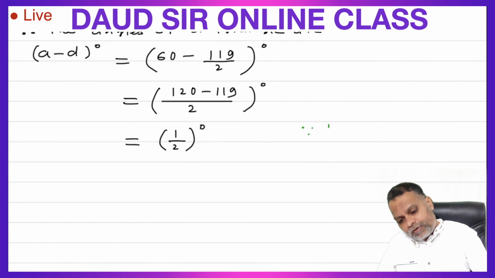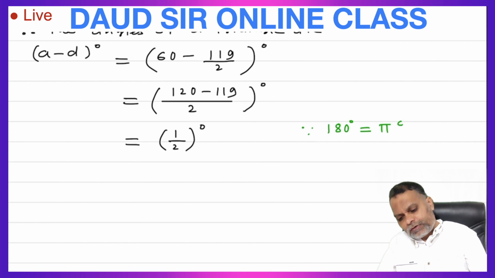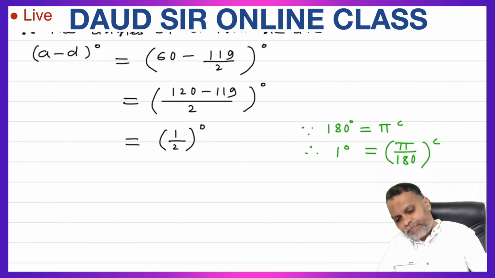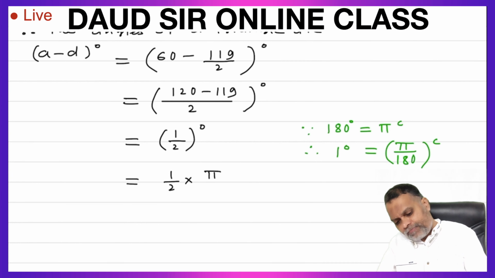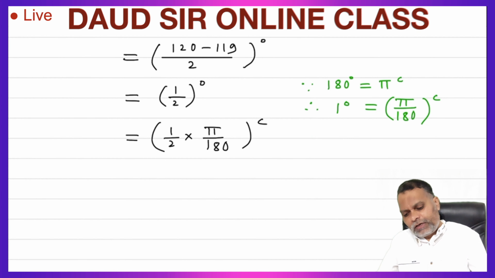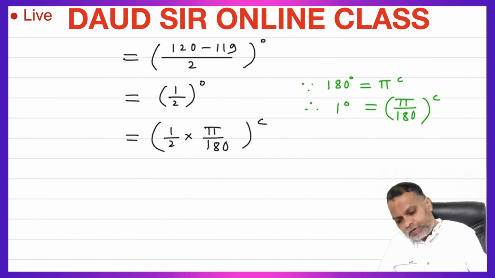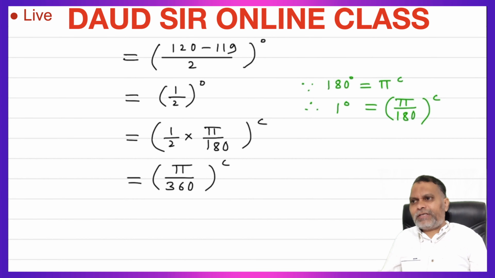Since 180 degree is equal to pi radian, so 1 degree is equal to pi by 180 radian. So multiply by pi by 180 here. 1 upon 2 into pi by 180, this is radian. So pi by 360 radians. We can write pi by 360 radians.